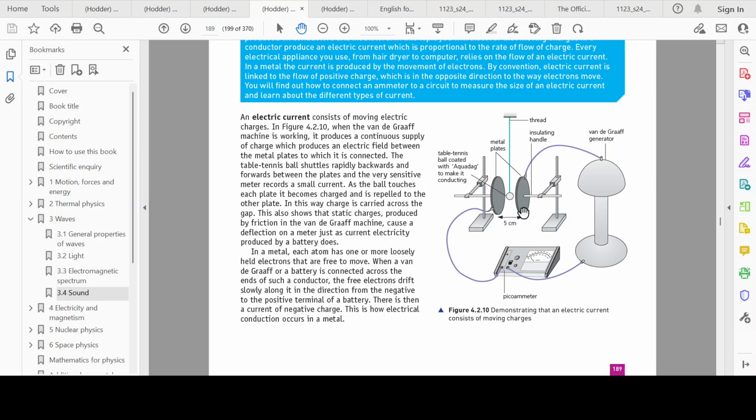And so this is just an experiment to show how charge is carried, and only when charge is carried from positive to negative will you get current. Otherwise you won't. This plate can be positively charged, this plate can be negatively charged, but if there's nothing in between to carry the charge, there's just air, which is an insulator, then you're not going to get any reading because there's no current flowing.